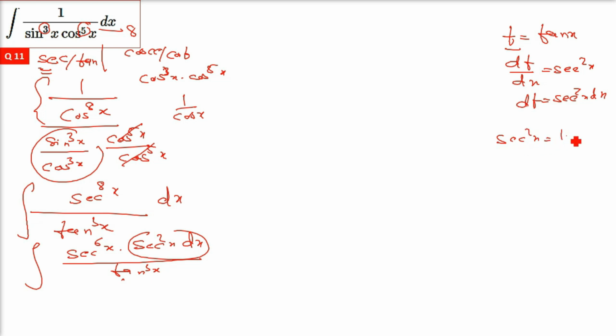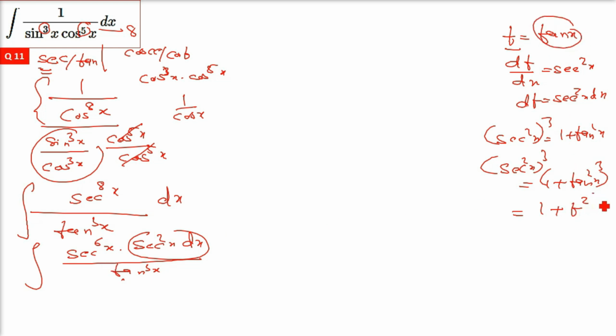Sec raised 6x can be written as, because sec square x is 1 plus tan square x, so sec square to the power 3 will give you sec raised 6. So sec square x to the power 3 will be 1 plus tan square x to the power 3. So 1 plus tan square x, so t we have taken as tan x, so 1 plus t square to the power 3 it will be.